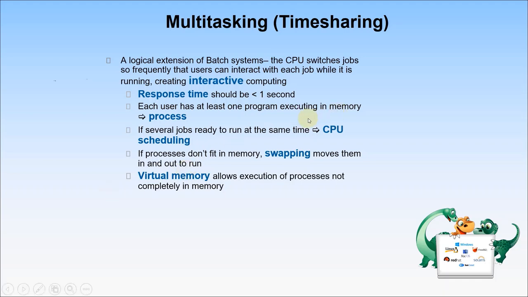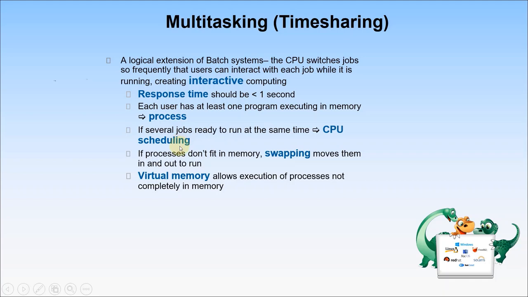Now, multitasking is a logical extension of batch systems. The CPU switches jobs so frequently that the users can interact with each job while it is running, creating interactive computing. Response time should be less than 1 second. Each user has at least one program executing in the memory. We call it a process. So again, process is equivalent to job, or a program in execution.